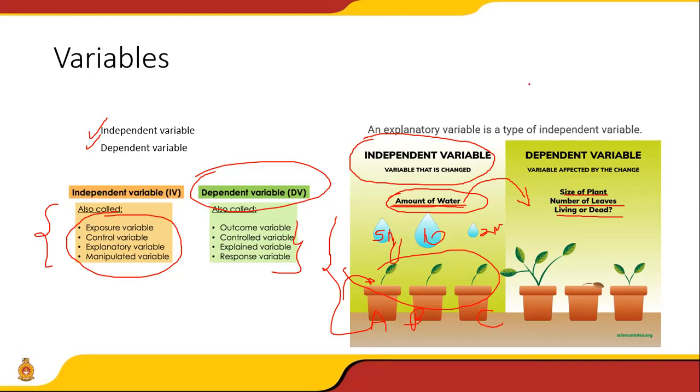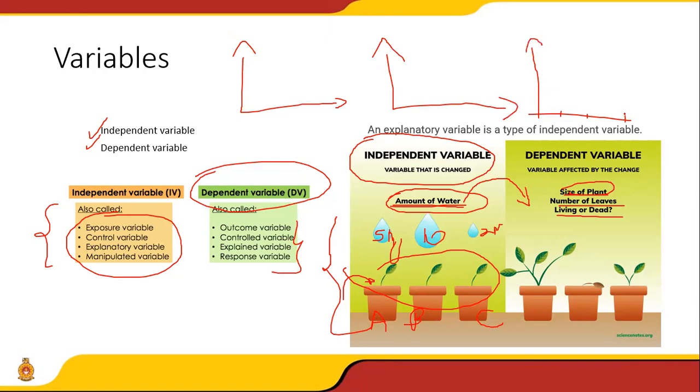In this scenario, let's take the size of the plant as an example. Here we can find tree 1, tree 2, and tree 3. To make my life easy, I'm going to draw 3 graphs instead of 1. I have drawn 3 graphs. This is my plant A, this is my plant B, and this is my plant C. I'm going to check the growth of the plant.